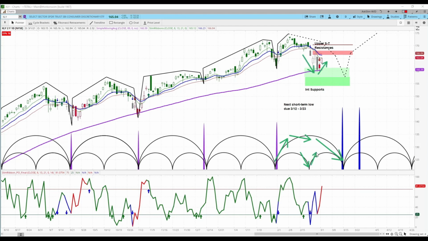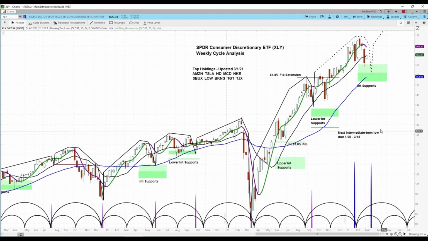on this minor cycle. Now, given where we are in both the weekly and daily, the odds favor this rally failing and rolling back on the downside for one more test lower prior to getting that next impulse on the upside. The next key short-term low is due 312 to 323, and that is very much in line with our forecasted weekly timing that I have illustrated for you.